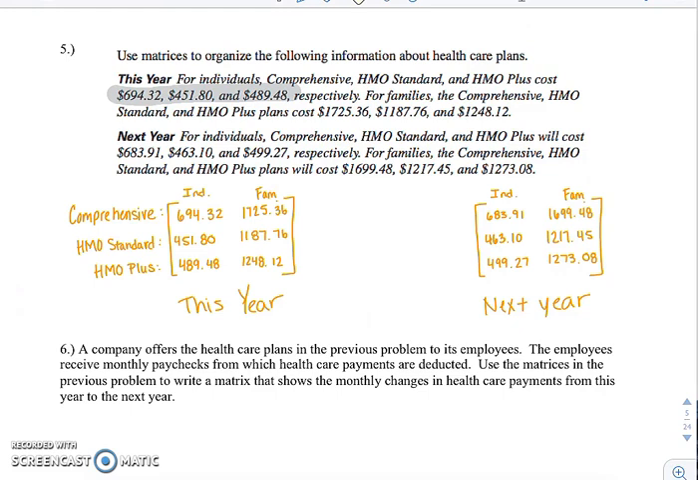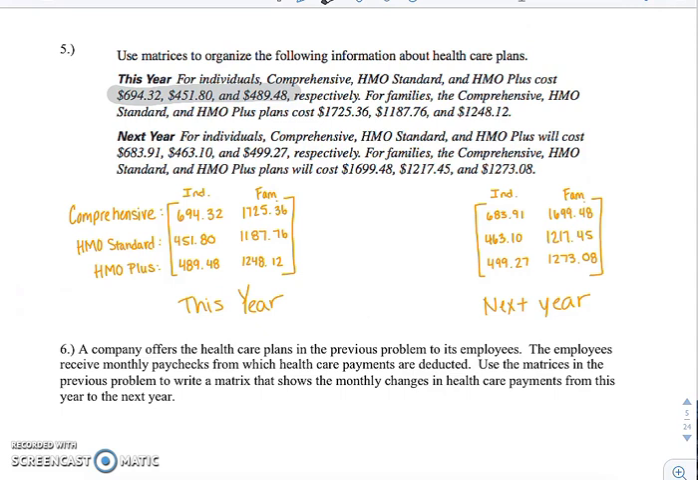It says the company offers the healthcare plans in the previous problems to its employees. So the employees receive monthly paychecks from which healthcare payments are deducted. So use the matrices in the previous problem to write a matrix that shows the monthly changes in healthcare payments from this year to the next. So we're finding the difference, but within their monthly paycheck.